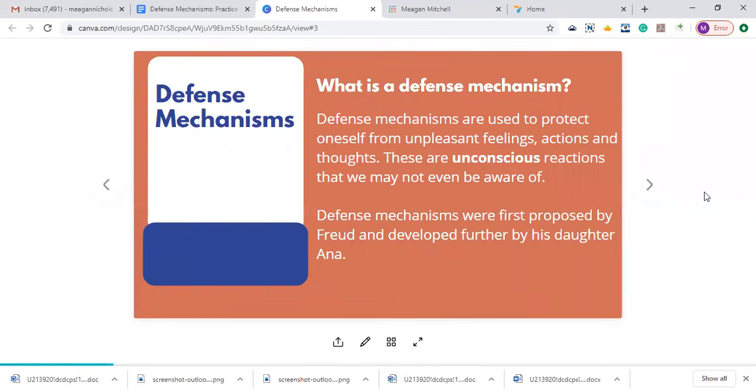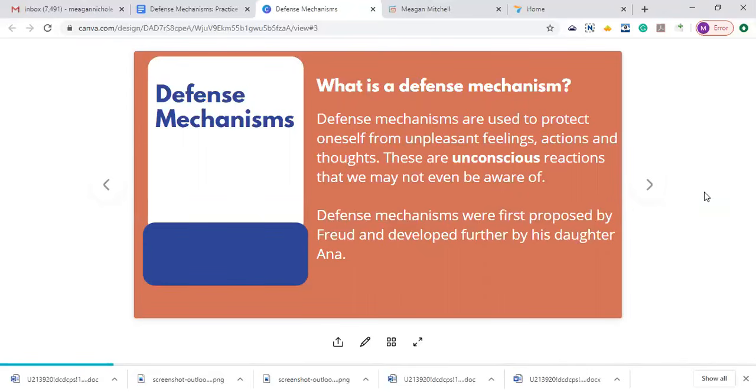So what is a defense mechanism? A defense mechanism is something that is used to protect oneself from unpleasant or anxiety-provoking feelings or thoughts. It's really an unconscious reaction that we do to protect ourselves. We might not even be aware that we're using these defense mechanisms. So as we go through them, you might say, wow, I really know a person that uses this a lot. That's because as human beings, we are using defense mechanisms all the time.